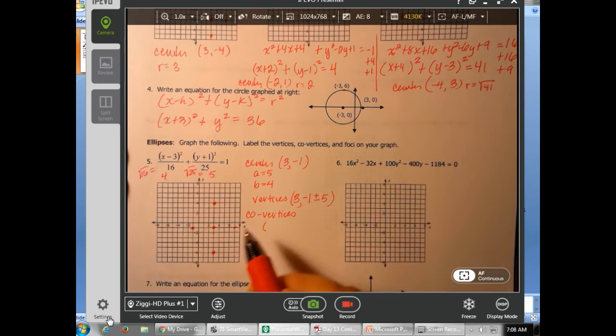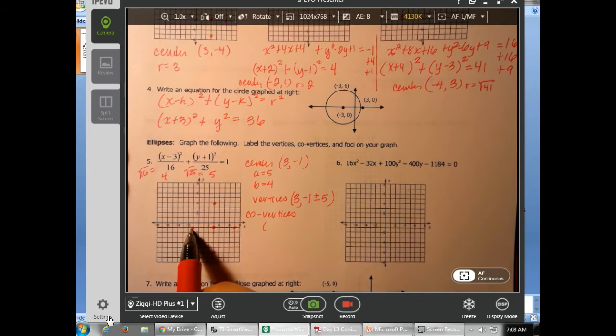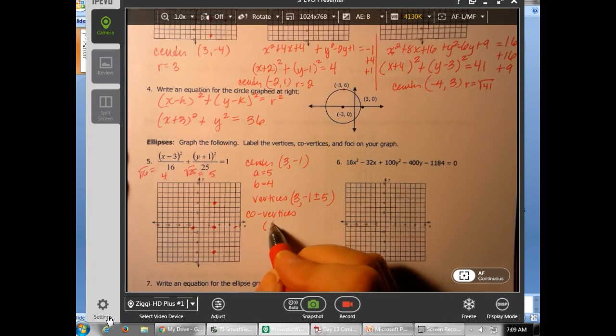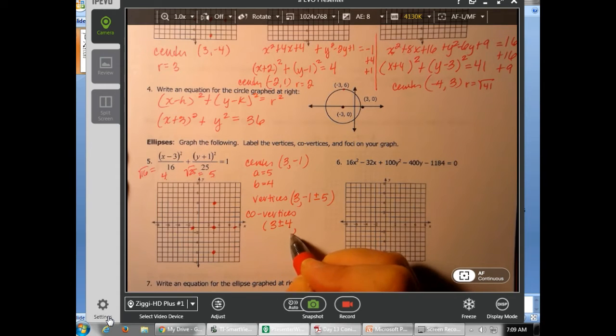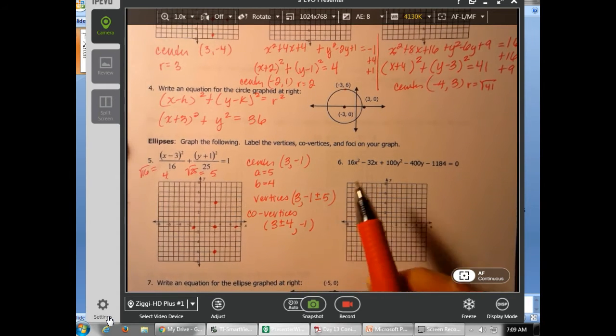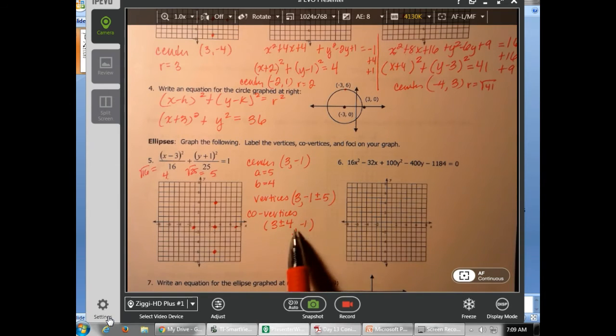So the co-vertices, I'm going to go to the center. I'm going to go 4 to the right and 4 to the left. So I'm adding and subtracting from my x on this one. So 3 plus and minus that movement of 4, comma, -1. Now, if you are the student who really just likes to read it from the graph, by all means just read it from the graph. This concept, though, does help you out to understand things that we do that are a little bit more complex.